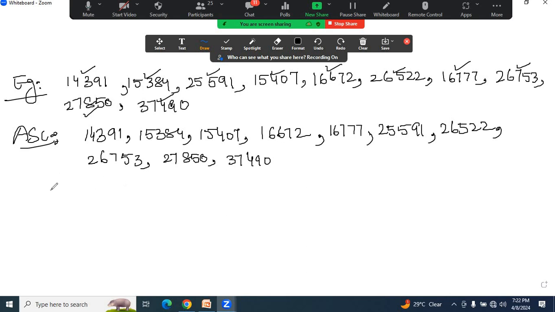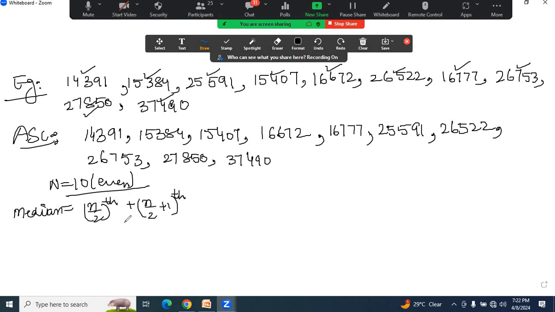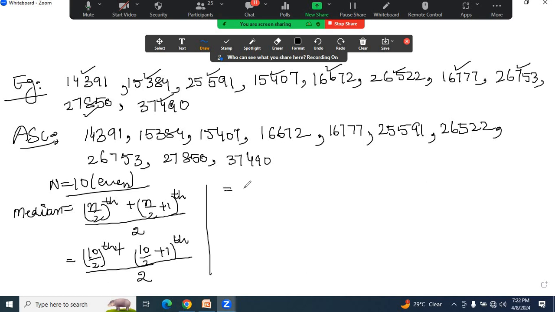Now what is n? N is 10, and 10 is an even number, right? So median will be n by 2th plus n by 2 plus 1th, whole divided by 2. So n is 10. 10 by 2th plus 10 by 2 plus 1th, whole divided by 2. 10 upon 2 is 5th, plus 5 plus 1, 6th, whole divided by 2.